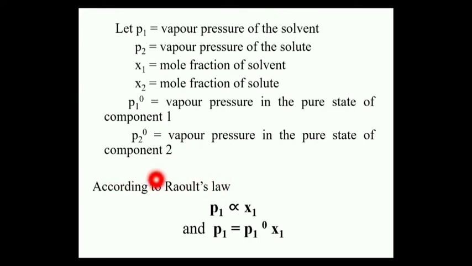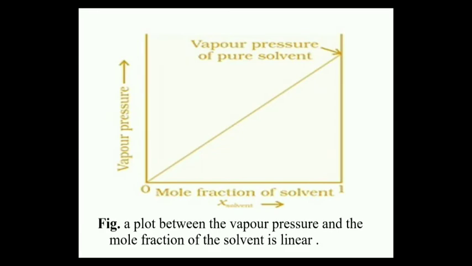So according to Raoult's law, we can write P1 directly proportional to X1. So the equation of Raoult's law is P1 is equal to P1 naught X1. Okay, so according to Raoult's law, the equation is P1 is equal to P1 naught X1. So now we have understood what is Raoult's law. Let us look into the plot that is formed when you are plotting vapor pressure against mole fraction.